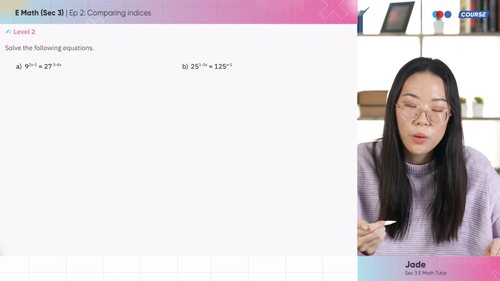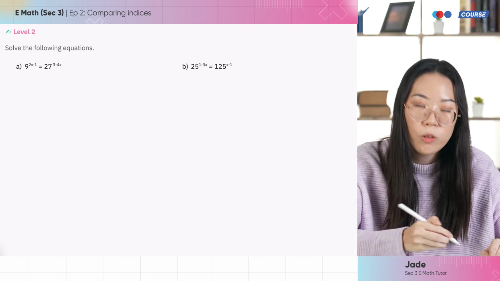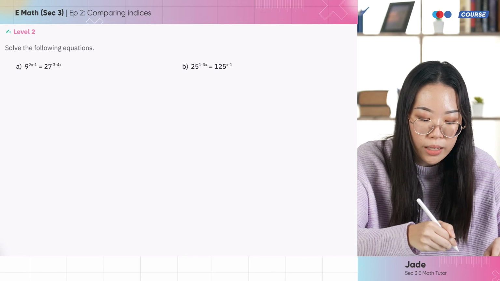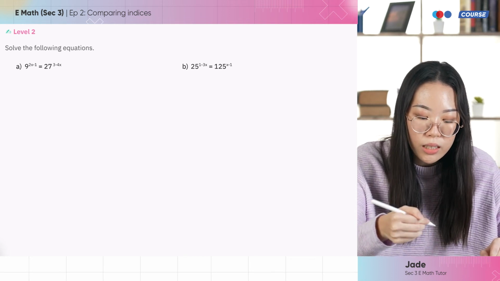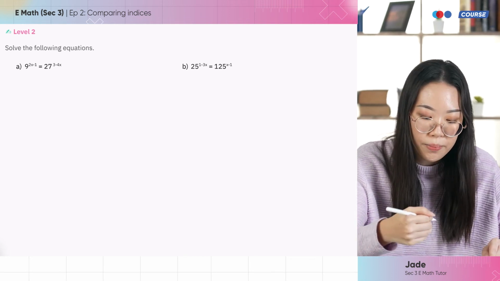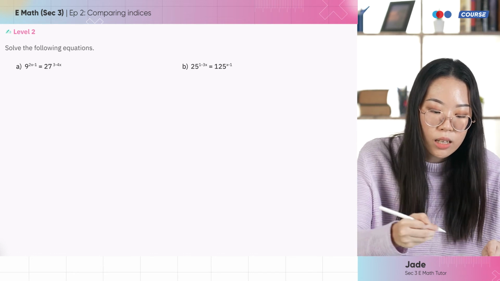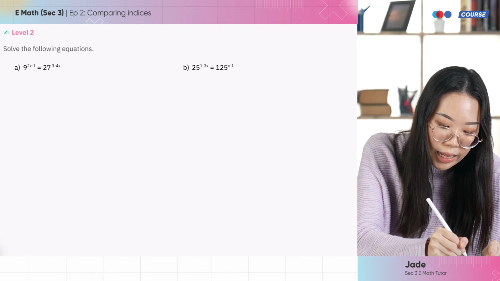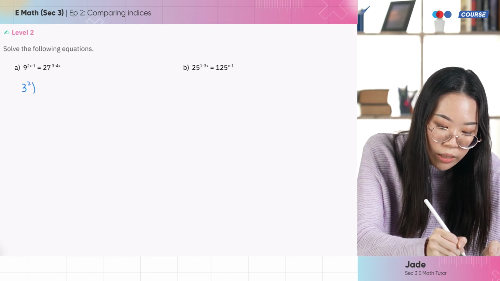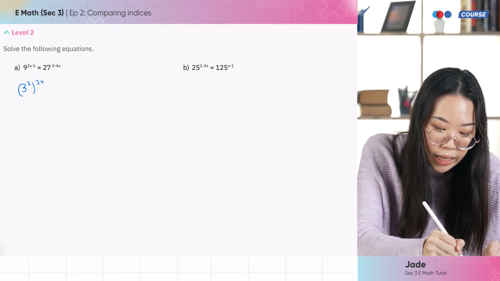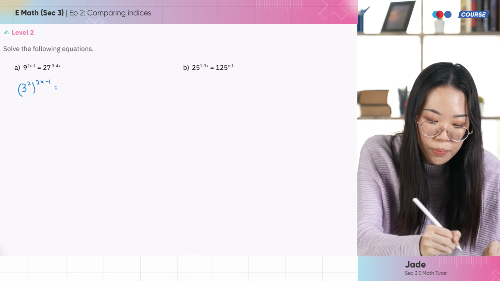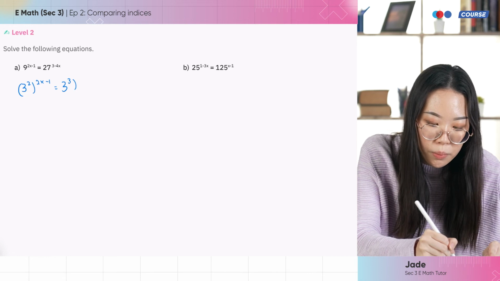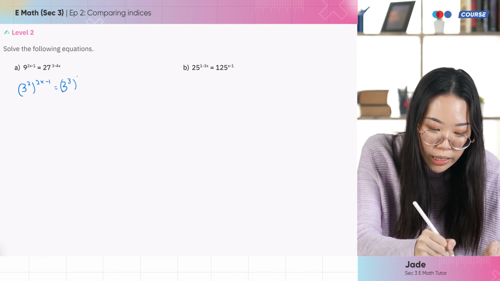So for level 2, we need to find a common base between both sides of the equation. We have 9 to the power of 2x minus 1 equals 27 to the power of 3 minus 4x. Here you may see that a common base will be 3. So 9 can be represented as 3 squared, to the power of 2x minus 1, and 27 can be represented as 3 cubed. Remember to put your brackets there.